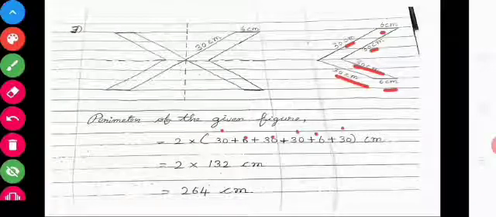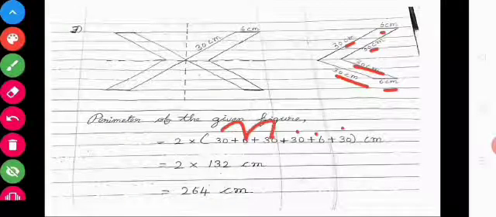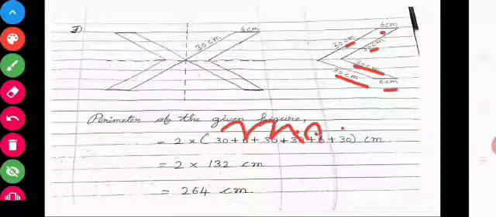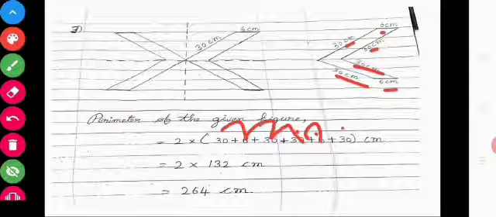Add now: 30 plus 6, 36. 36 plus 30, 66. 66 plus 30, 96. 96 plus 6, 102. 102 plus 30, 132.